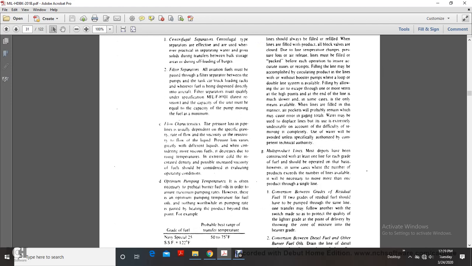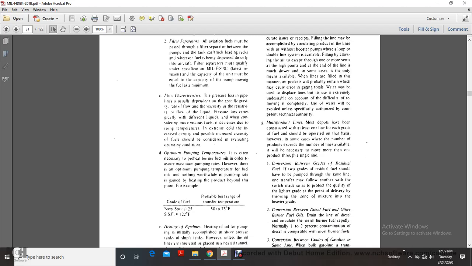Flow characteristics. The pressure of the pipeline flow is usually dependent on the specific gravity, the rate of flow, and the velocity of the resistive flow of the liquid. The pressure loss varies greatly for different liquids when considering more viscous fuels, which change due to temperature. Extreme rising temperature or extreme cold will change the density, with a possible increase of the viscosity of fuel, which should be considered when evaluating operating conditions.